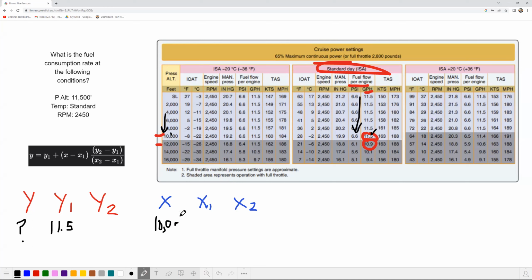All right, then that makes Y2 10.9. Or sorry, I did this wrong. This is 10,000, X1. I wrote it under X, sorry about that. And then 12,000 is X2. And X, which corresponds to the Y that we want, is what we're given in the problem, 11,500.